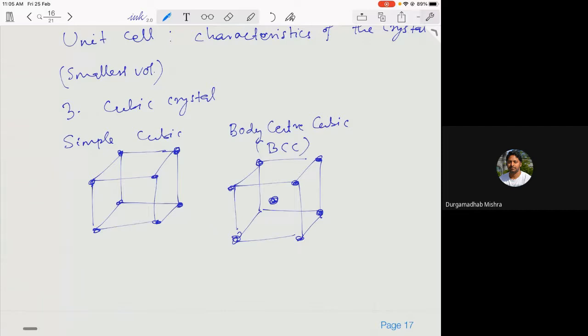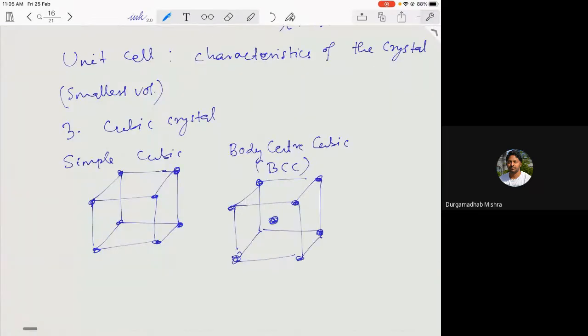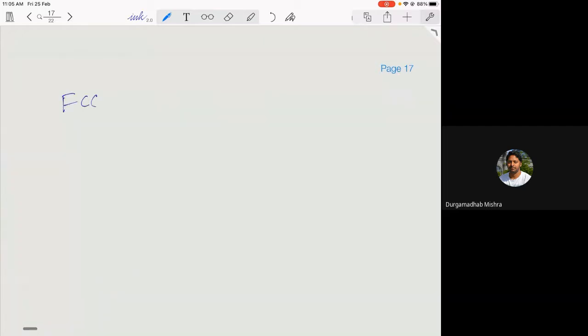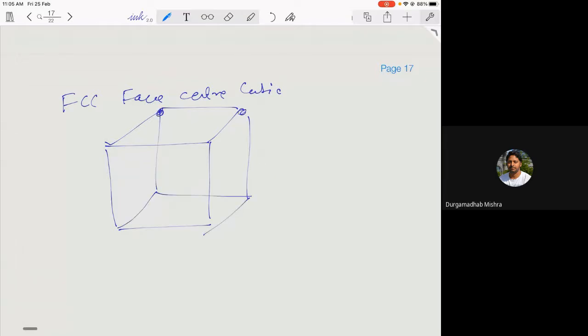Then there is a third type of crystal in this cubic class, which is known as FCC, or face-centered cubic. This has atoms again at the corners, and also at the face centers. The cube has six faces, and on each face center you have one atom: 1, 2, 3, 4, then top and bottom. So you will also have atoms on all 6 faces, which makes the FCC crystal.